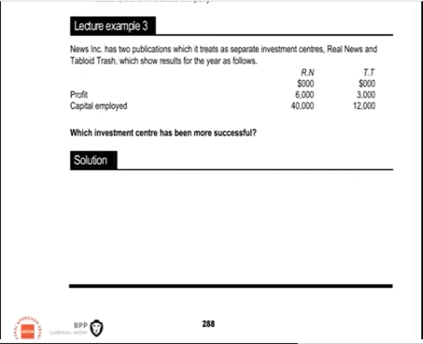Example 3 looks at News Inc., a publishing organisation producing 2 publications. RN, our real news, and TT, our tabloid trash. We need to calculate some ratios to help us to decide which of these investment centres has been more successful. Pause the recording here for a moment to see if you can decide which you think has been the most successful based on the information we've been given.